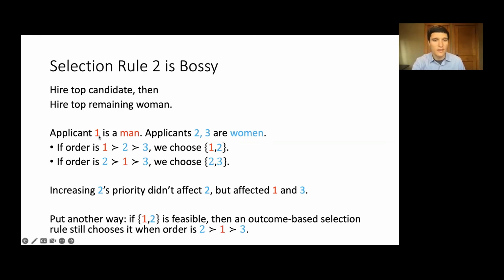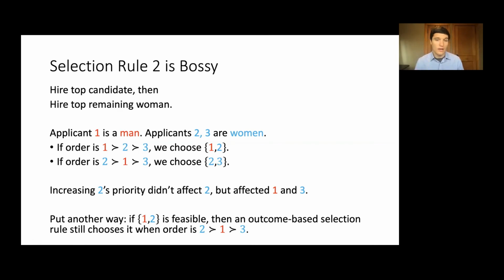I think the key thing about this is that we have 1 man and 2 women that have applied. If the order is 1, 2, 3, we're going to choose the top candidate, number 1, who's a man, and then we're going to choose the next ranking candidate, number 2, who's a woman. If the order is 2, 1, 3, we're going to start by choosing the top candidate, who's a woman, and then we choose the top remaining woman, number 3. So we end up choosing 2 and 3.